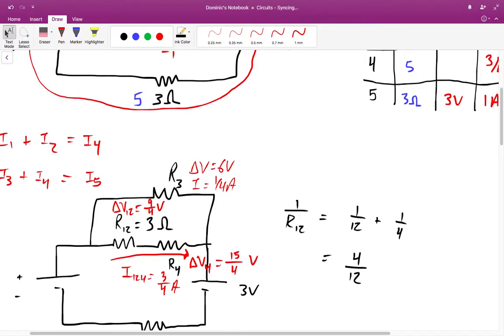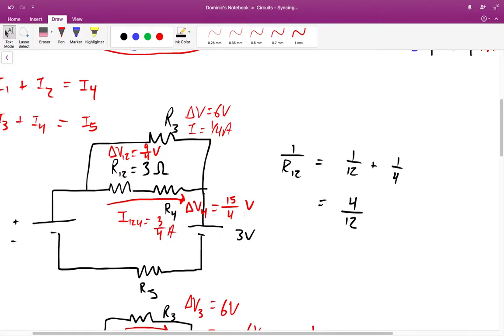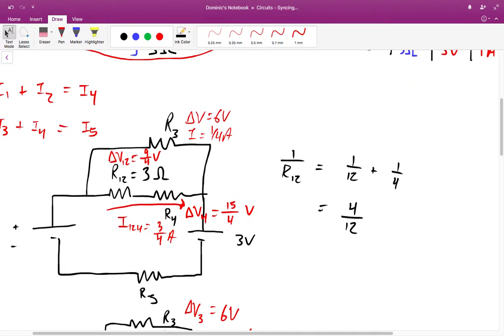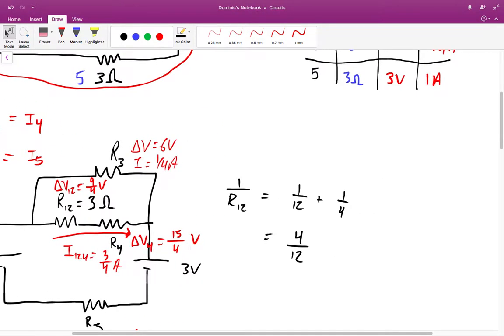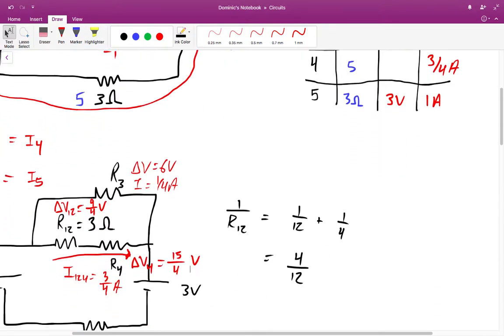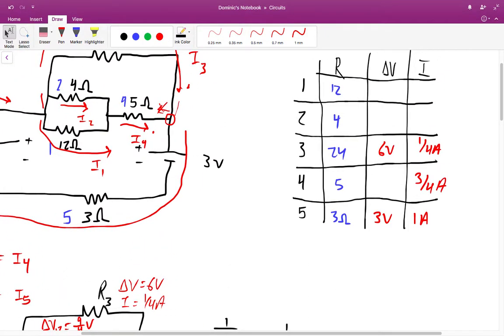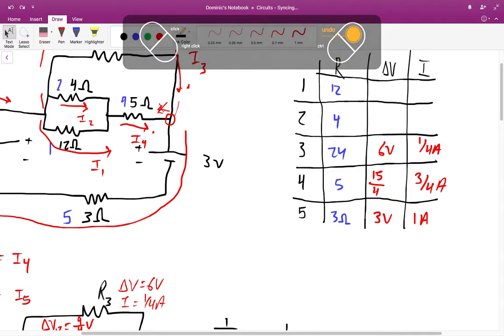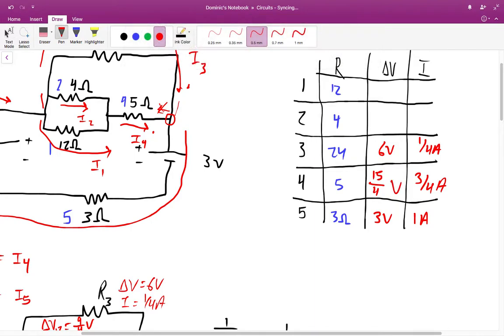Okay, that's everything I can know about that circuit. Notice this actually gets a lot easier the more information you find. It just kind of starts snowballing. So resistor 4, we just said delta V is 15 over 4 volts. Oh no, not amps. 15 over 4 volts.